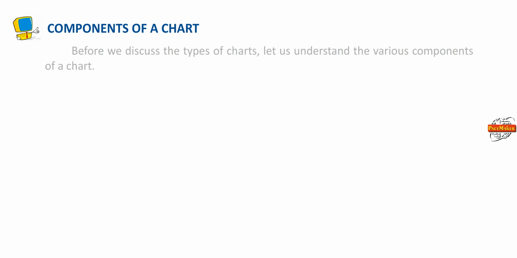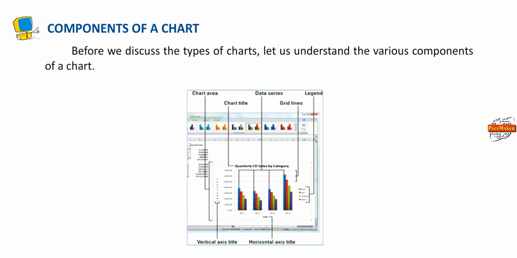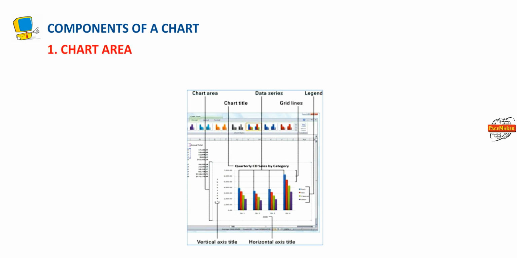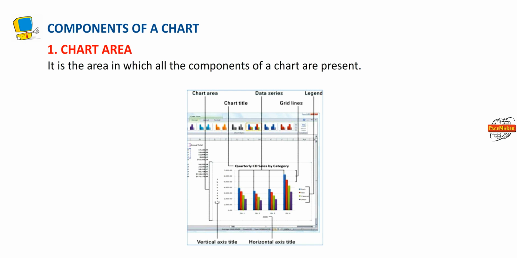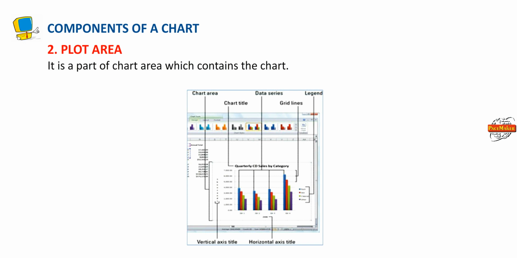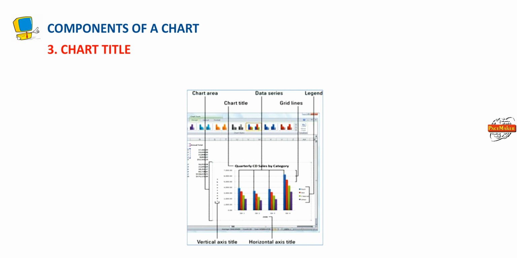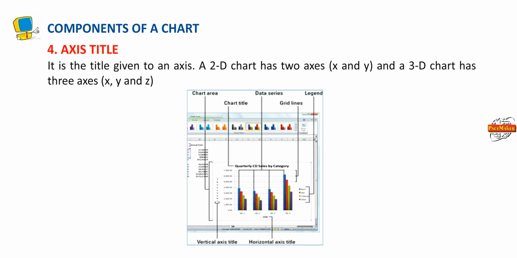Components of a chart. Before we discuss the types of charts, let us understand the various components of a chart. First, chart area. It is the area in which all the components of a chart are present. Plot area is a part of chart area which contains the chart. Chart title is the heading given to a chart. Axis title. It is the title given to an axis. A 2D chart has two axes, X and Y, and a 3D chart has three axes, X, Y, and Z.